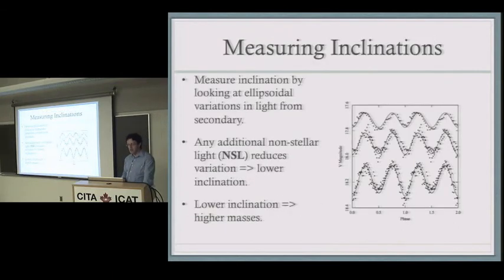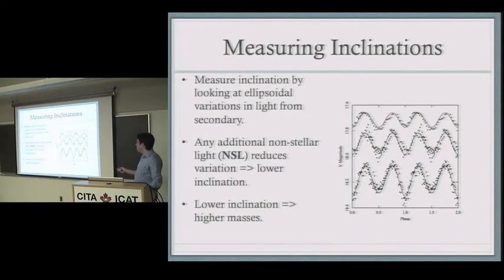So as I said, the name of the game is measuring inclinations. The way that we measure inclinations is by looking at the tidally distorted companion in these X-ray binaries. So the companion has an oblong shape. It does not have a uniform surface brightness. And as you orbit, you are seeing different sides of it, depending on what your inclination is. If the binary is face-on, you're always looking down at the North Pole. If the binary is edge-on, part of the time you're looking at the sub-black hole point of the companion, and part of the time you're looking at the anti-black hole point of the companion, and most of the time you're looking somewhere in between. And that produces these ellipsoidal variations in brightness.